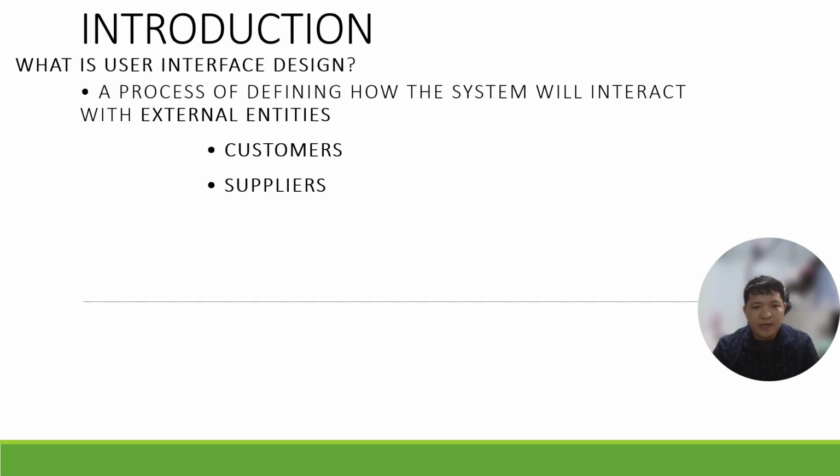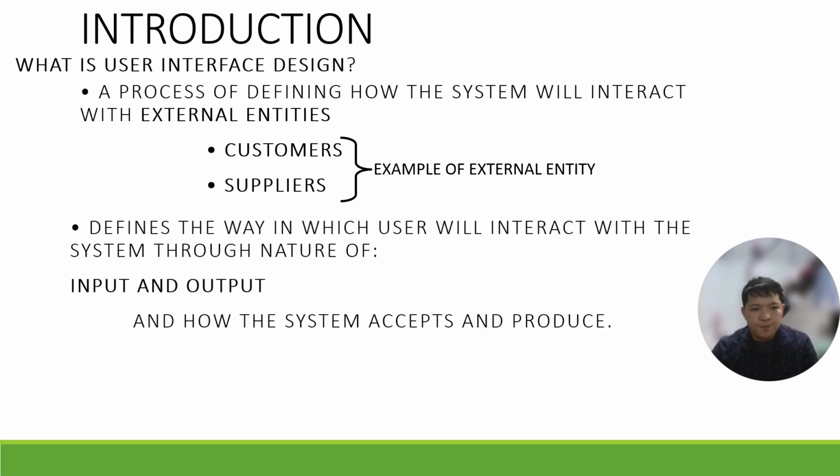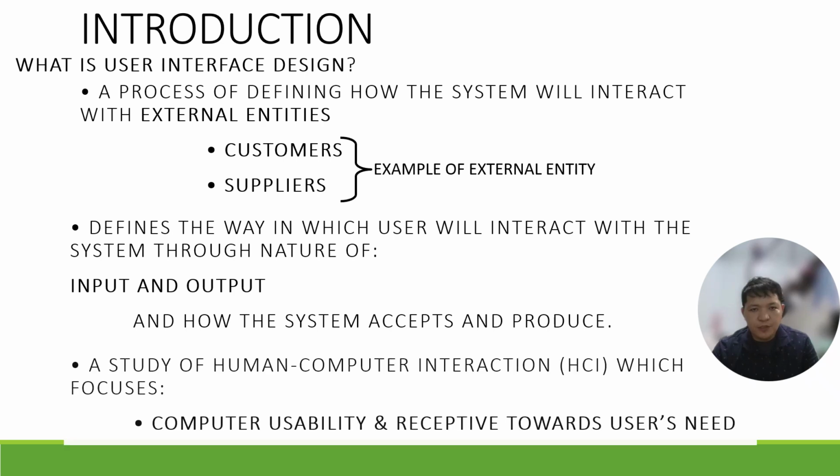It is a process of defining how the system will interact with the external entities. These two here are examples of the external entities: we have the customer and the supplier. It also defines the way in which users will interact with the system through the nature of input and output, and how the system accepts and produces.